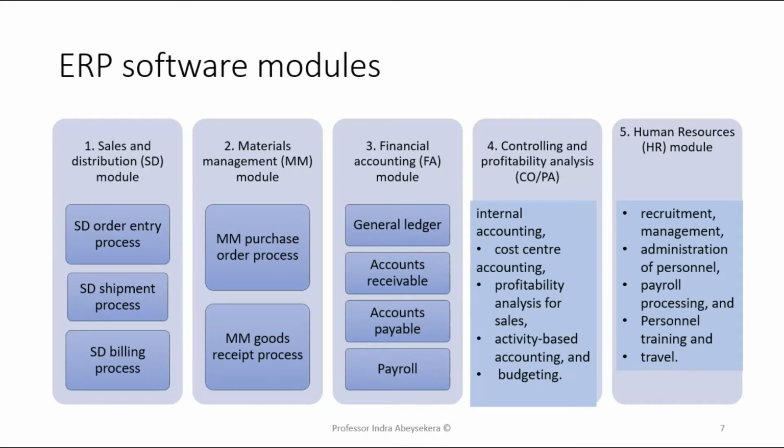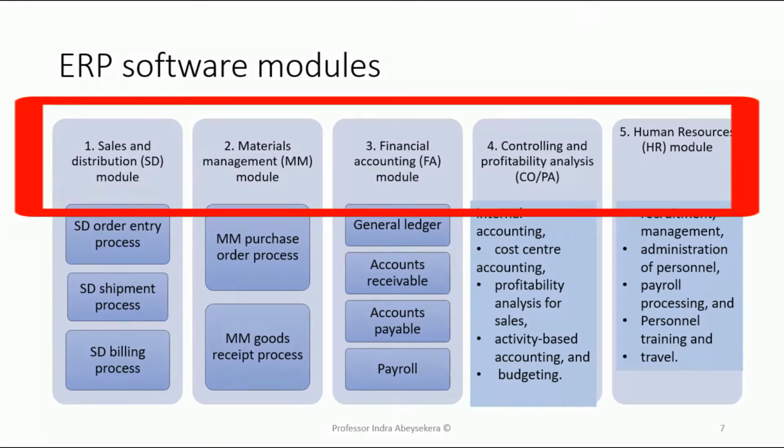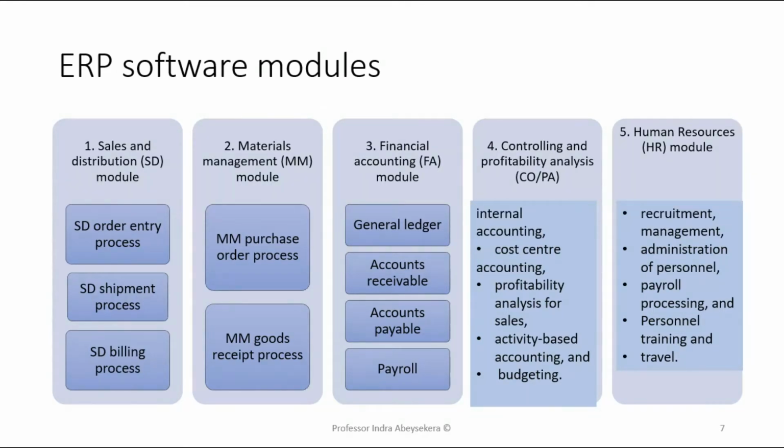We talked about the enterprise, and enterprise software has 5 modules. A typical enterprise software or enterprise resource planning software has 5 modules. The first one is the sales and distribution module. It's where the sales processes are maintained: the order entry, shipment, and billing. The second is about the purchase side, the materials management module: the purchase order process and the goods receipt process.